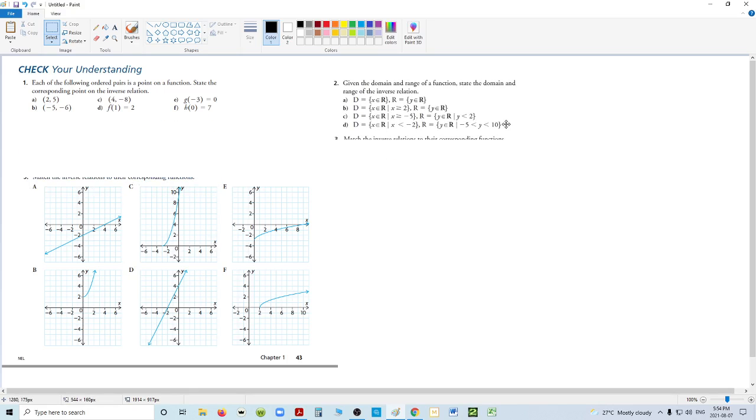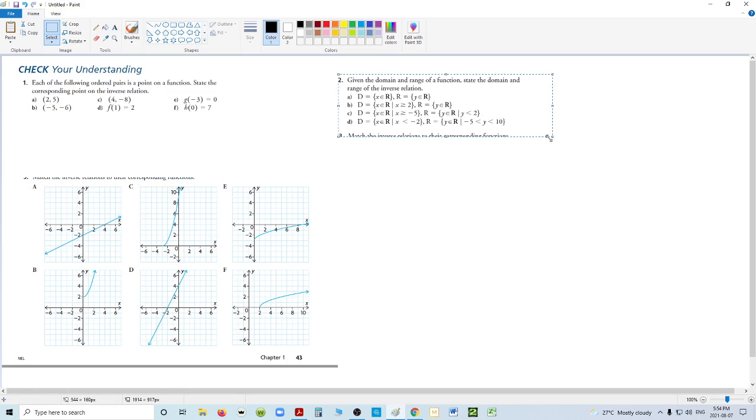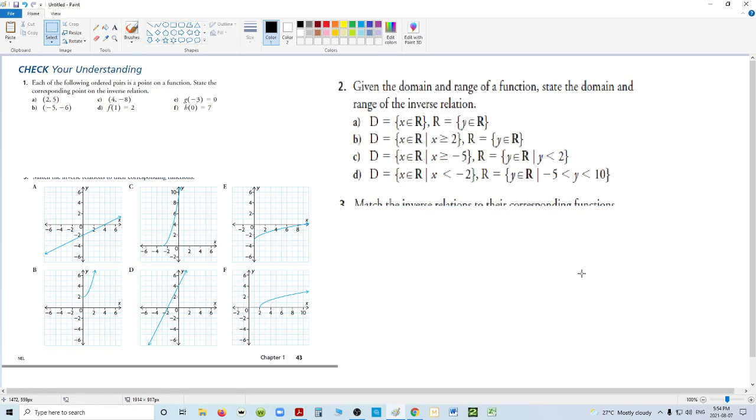Okay, given the domain and the range of this function, state the domain and range of the inverse function. So this is also easy. You just take all the domains of A, B, and C, and you take all the ranges, which is going to be different, like that.